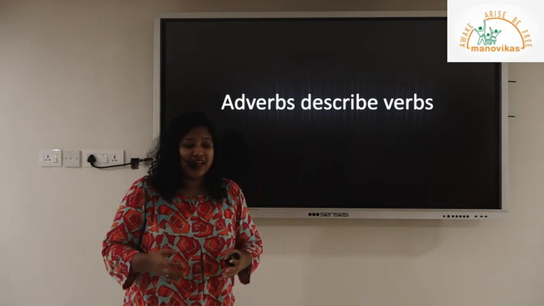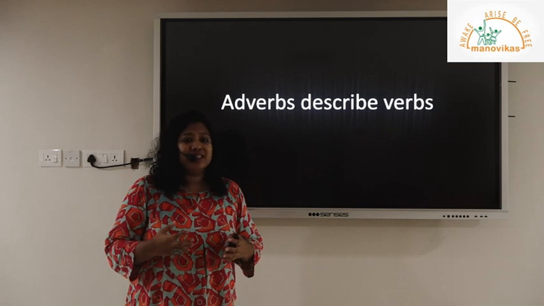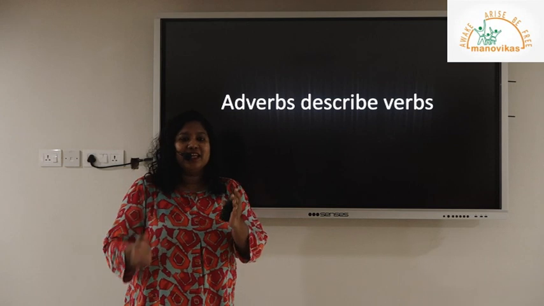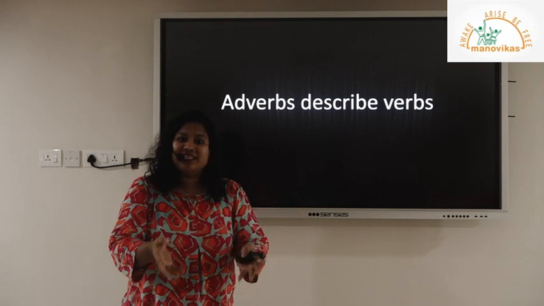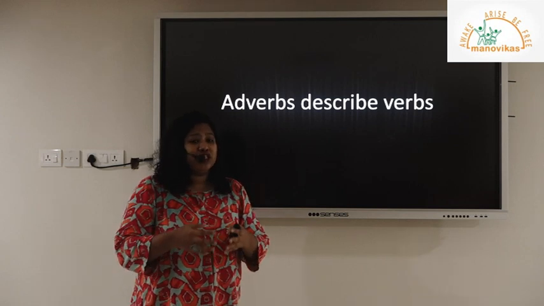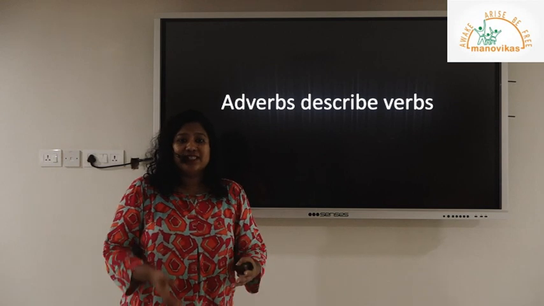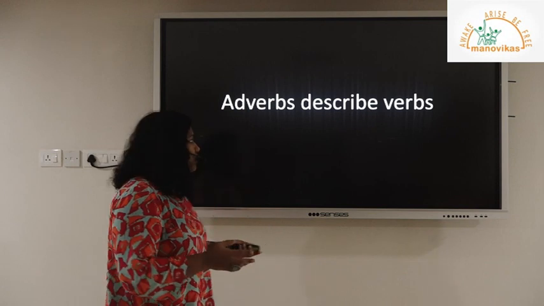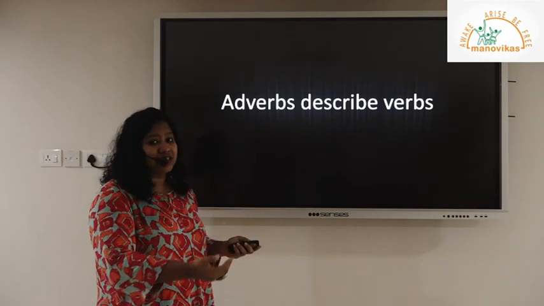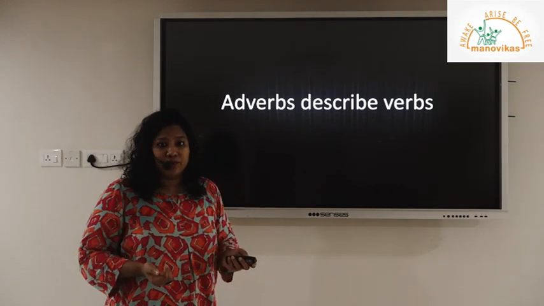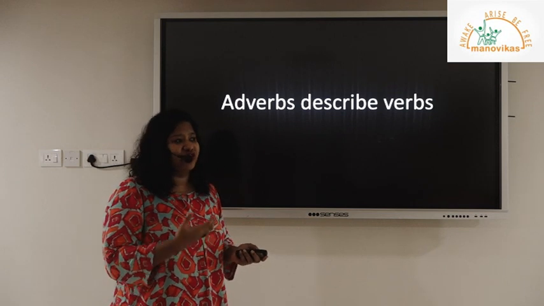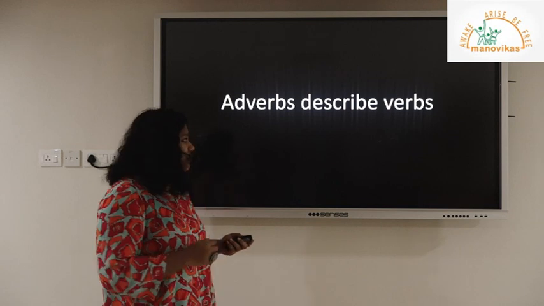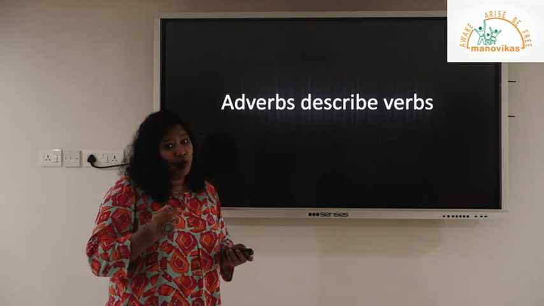So when I say he sat lazily, it's telling me more about the way the person was sitting. Or she spoke softly, it's telling me more about the way the person spoke. Okay? So adverbs describe the verb, and therefore I need to ask the question how. To identify the adverb in the sentence, I ask the question how to the verb.